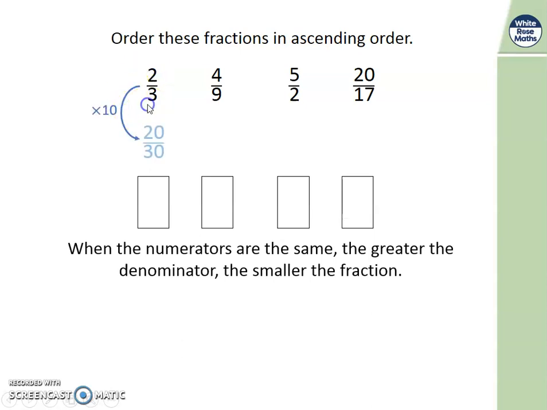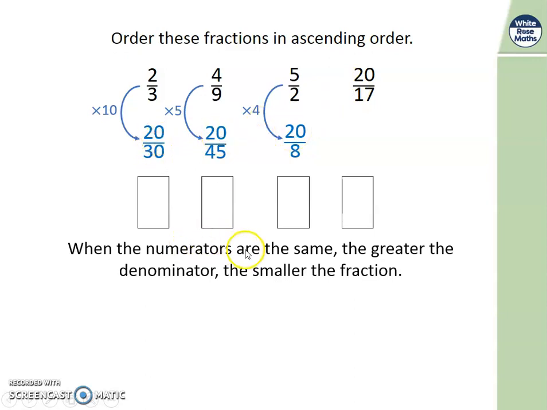Do the same to the denominator, 20/30ths. Here, we'd multiply 4 by 5 to get to 20. So we multiply 9 by 5 to get to 45. What would we multiply 5 by to get to 20? That's 4. Therefore, we multiply the denominator by 4 and we get 8. And this already has a numerator of 20.